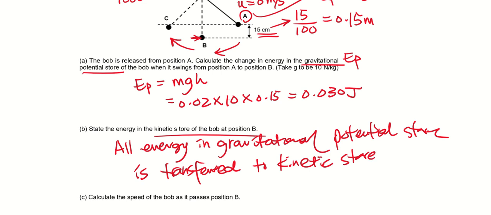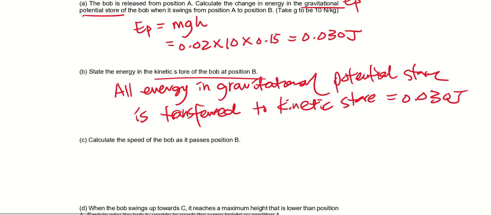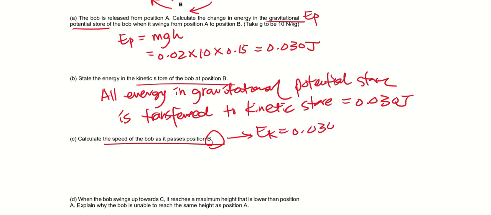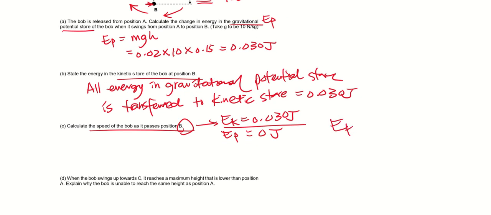So the energy in the kinetic store will then be equal to 0.030 joules. Now calculate the speed of the bob as it passes position B. At B, it only has energy in the kinetic store, so it is equal to 0.030 joules. Because it is at the lowest height, at the reference line, the energy in the gravitational potential store is 0 joules. Since we have EK, the energy in the kinetic store, and EK equals half mv squared, we can calculate the velocity.